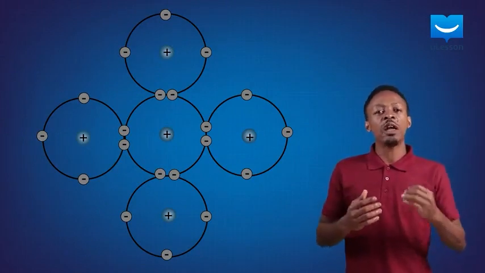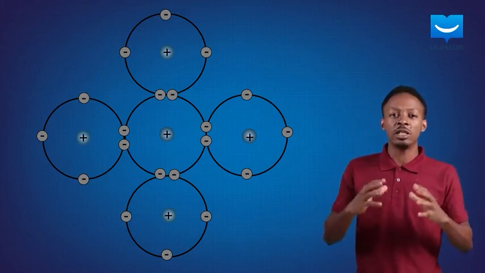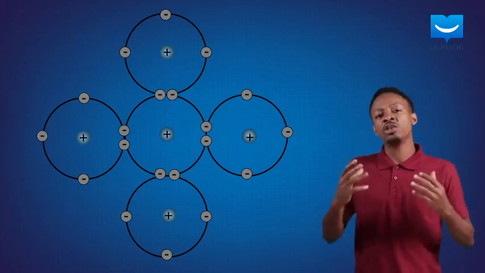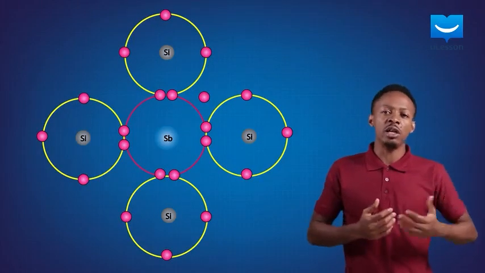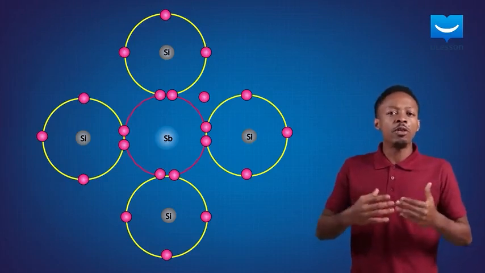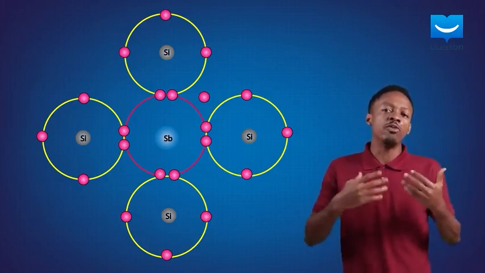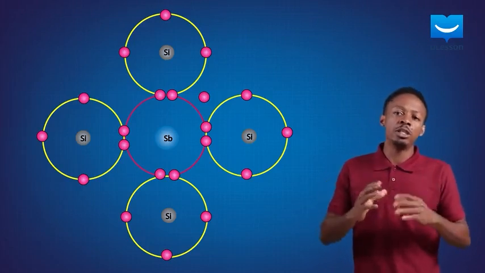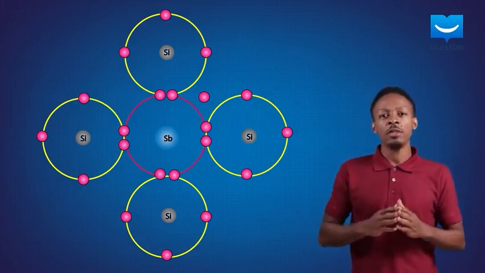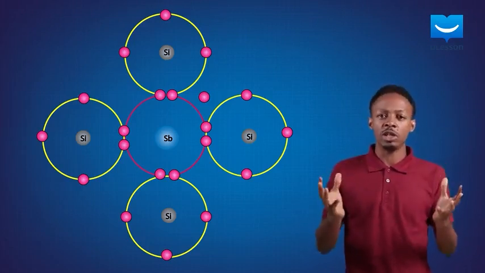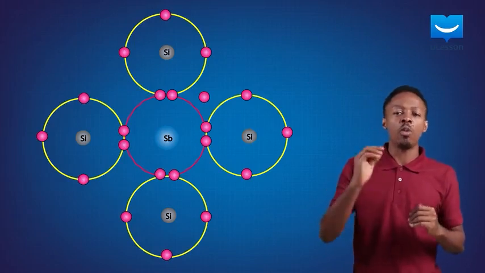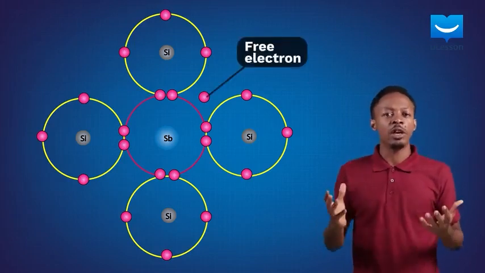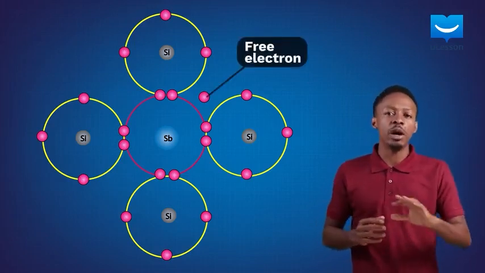When an atom with 5 valence electrons is added to this semiconducting element, it will introduce 5 extra electrons. 4 of the 5 electrons will form covalent bonds with 4 other silicon atoms to complete their octet state, 8 electrons in the outermost shell, thereby leaving 1 free electron. This free electron will be free to move about in the compound that is formed.